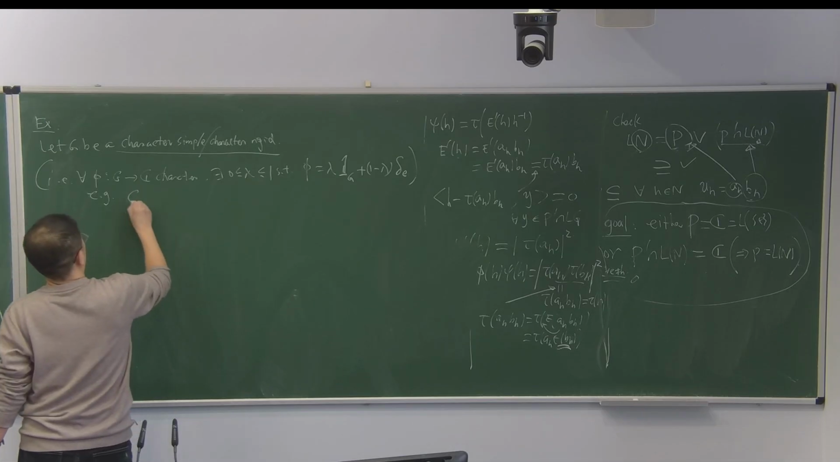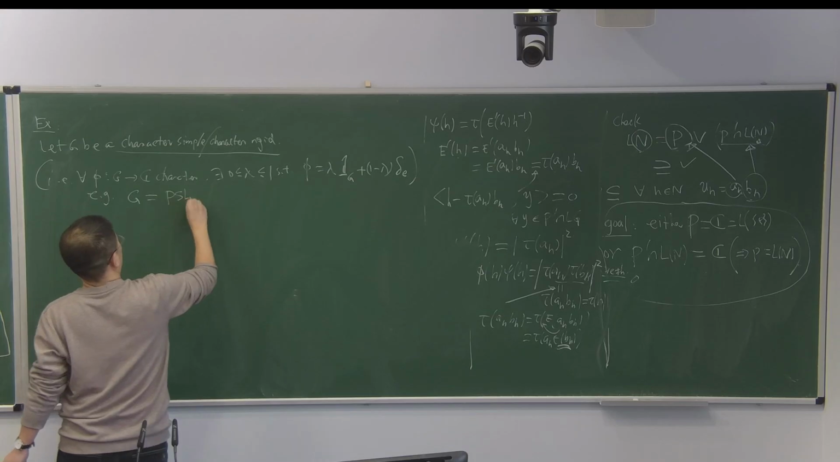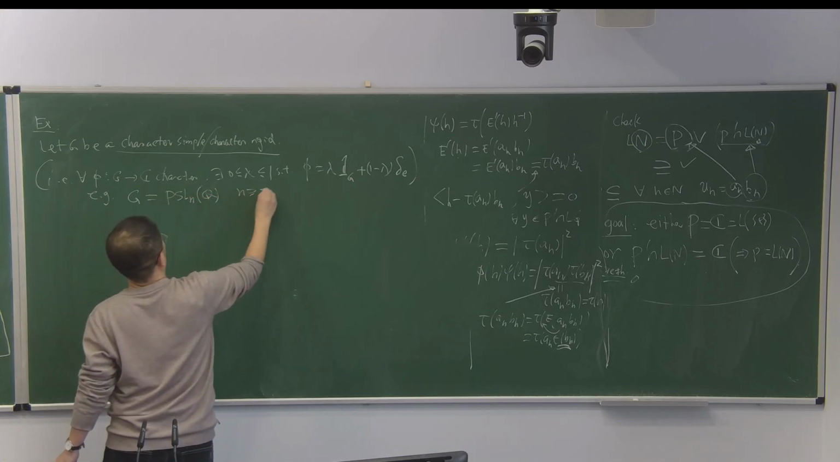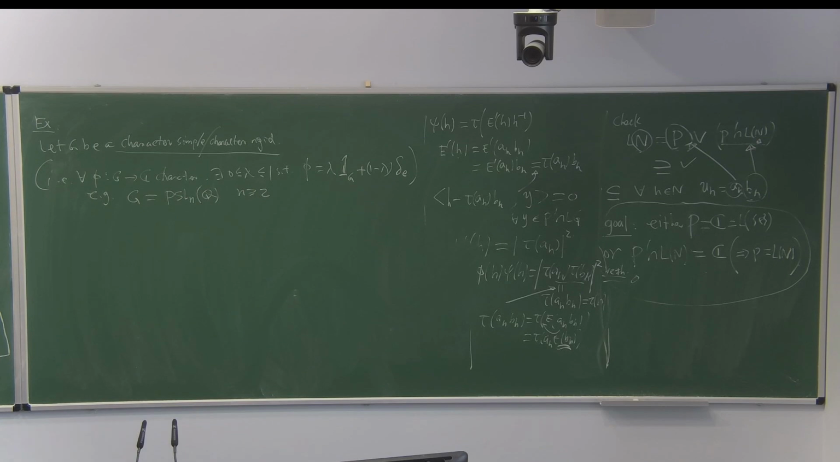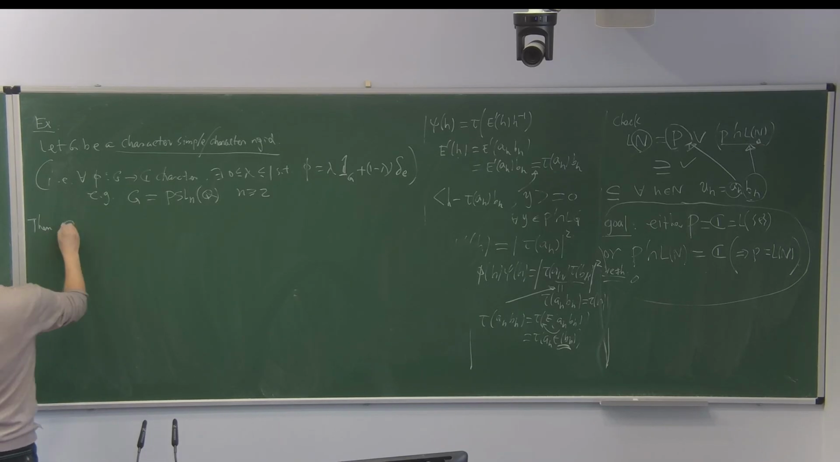For example, you can take G to be PR3Q for any n no less than 2. For n equals 2 it is due to Peterson-Tom, and for n no less than 3 it is due to Kirillov. Then G has property star. Okay, it's too many words to write. Property star.